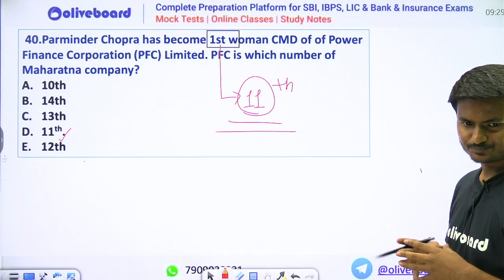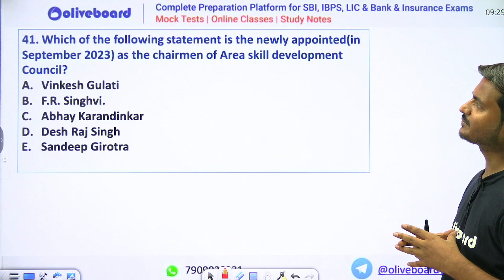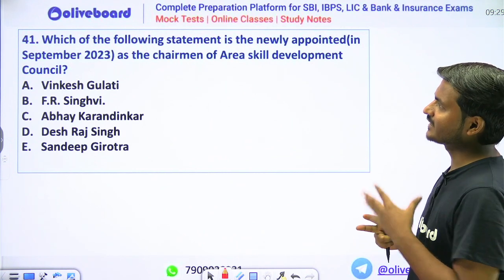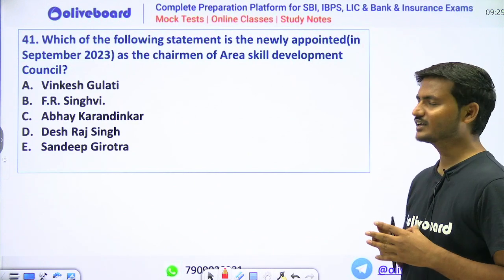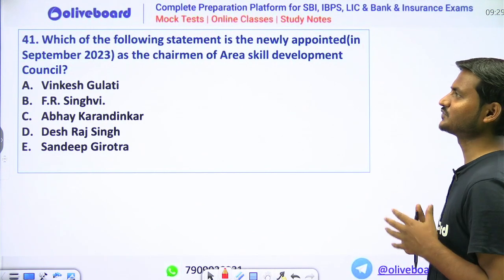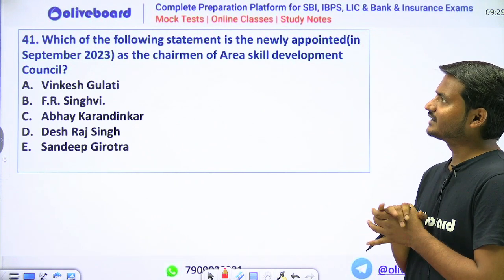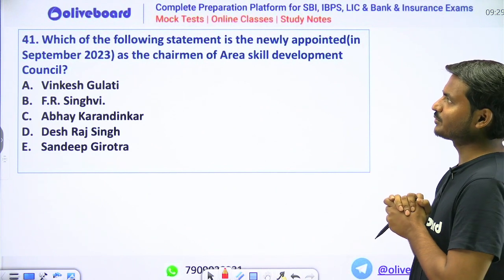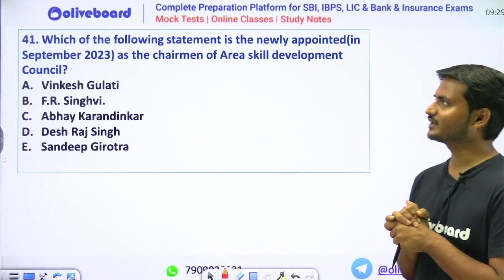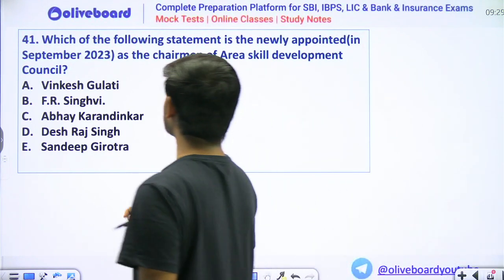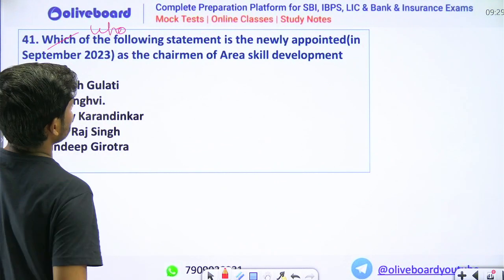Okay, let's move ahead. Next question. Which of the following statements is correct about the newly appointed chairman of the area skill development council? I think that's a typing error, but the question is, who is appointed as the new chairman of the area skill development council? Not which, who. The question here is who is appointed.